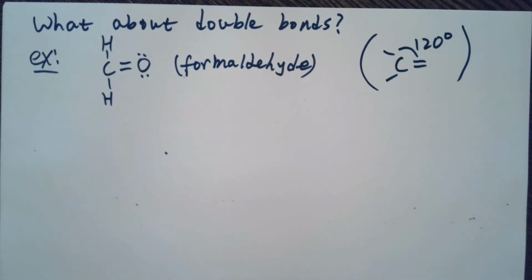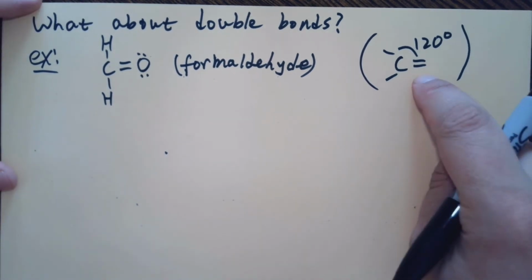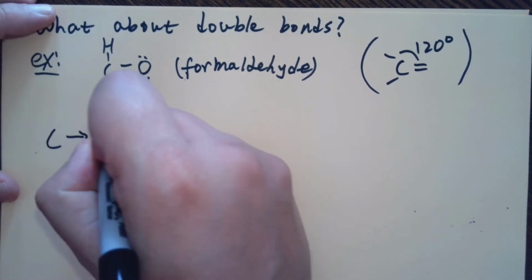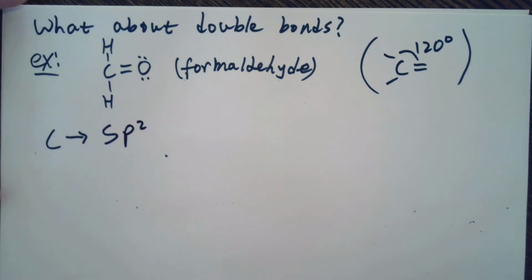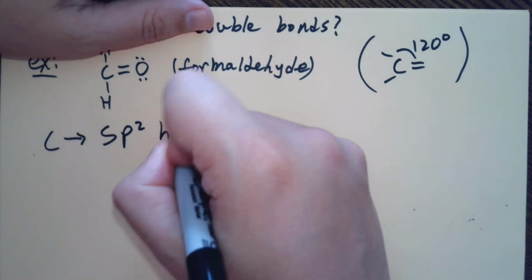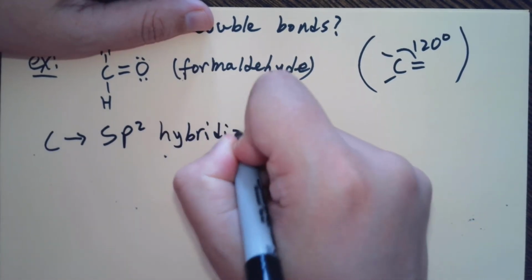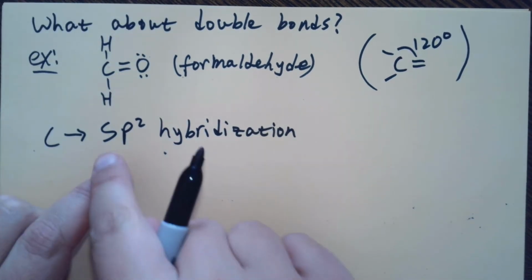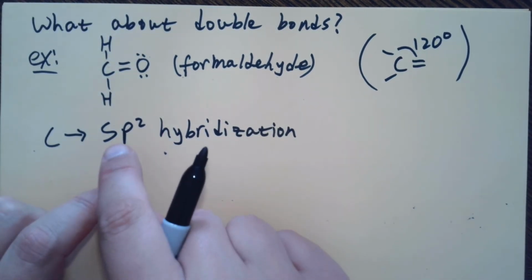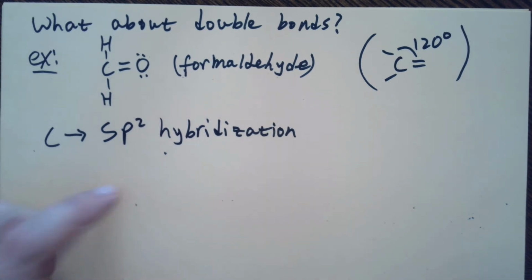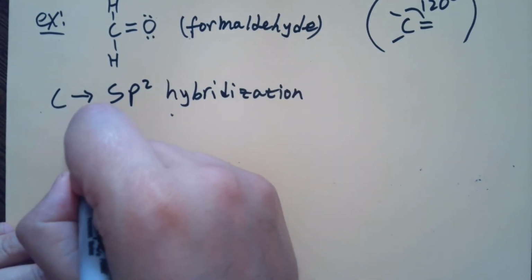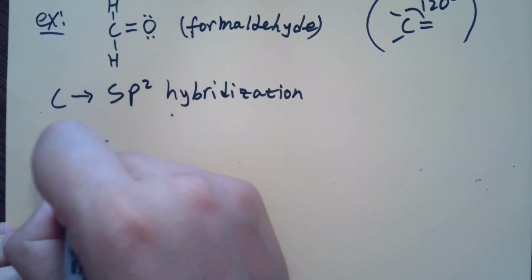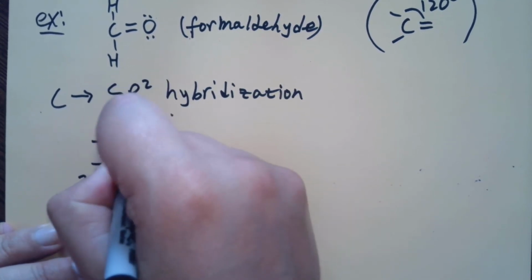So, how does that happen? We have a double bond, we have different geometry. The carbon is going to be sp2 hybridization. So we're going to mix an s orbital and then only 2 of the p orbitals. And so it's going to look like this. I'm sorry, 2s, 2p.